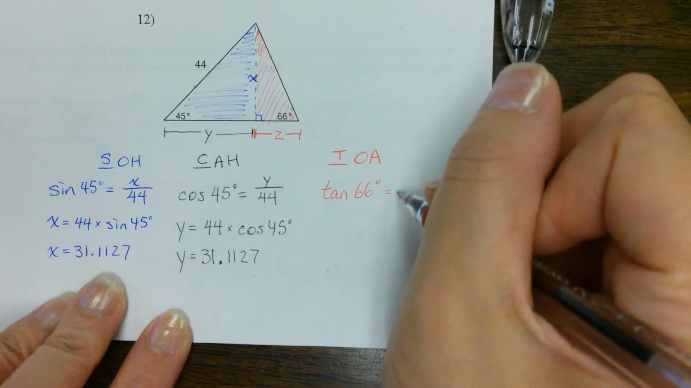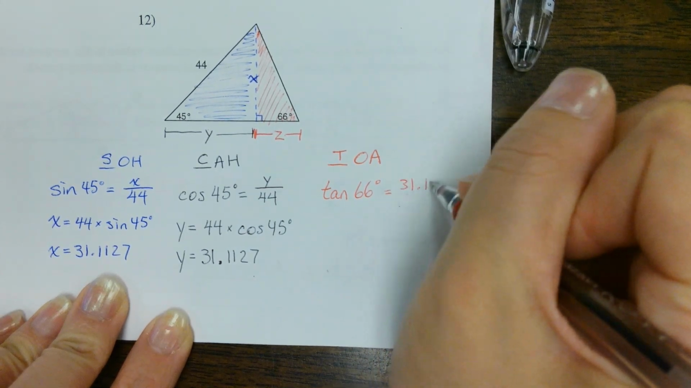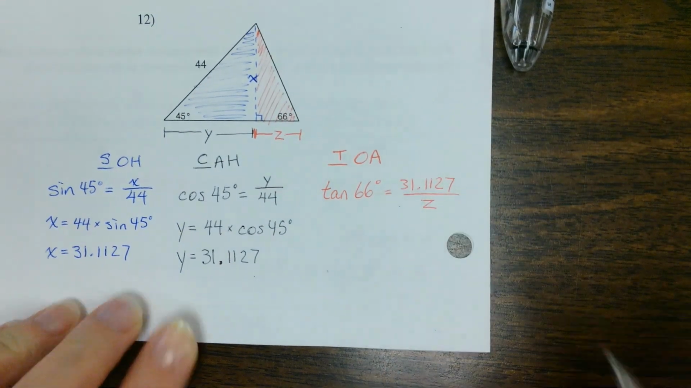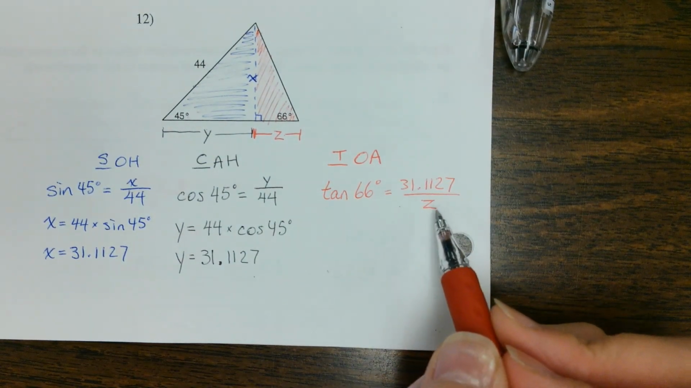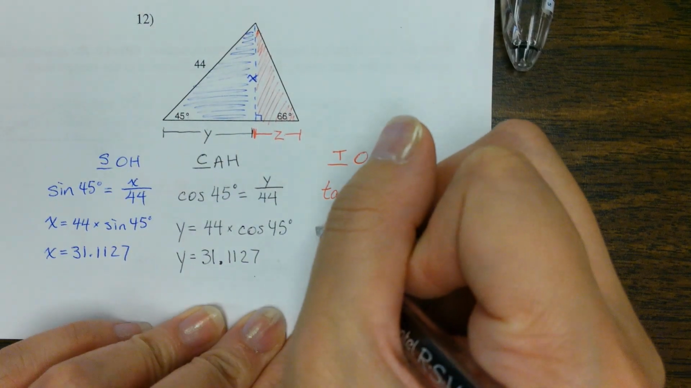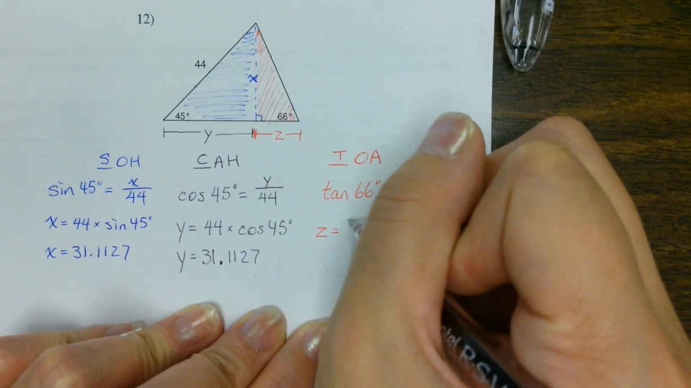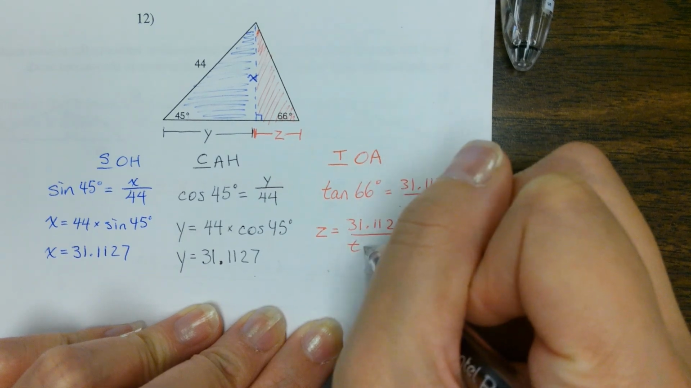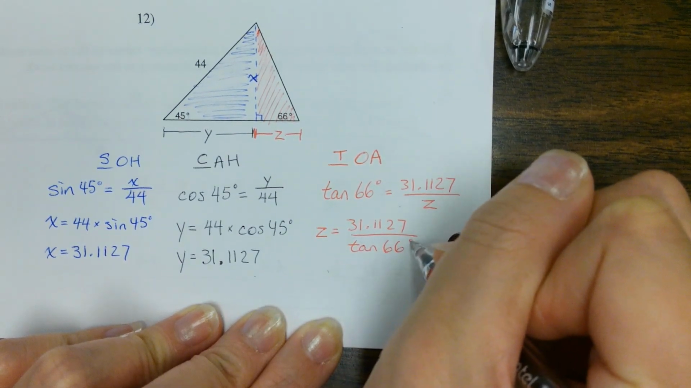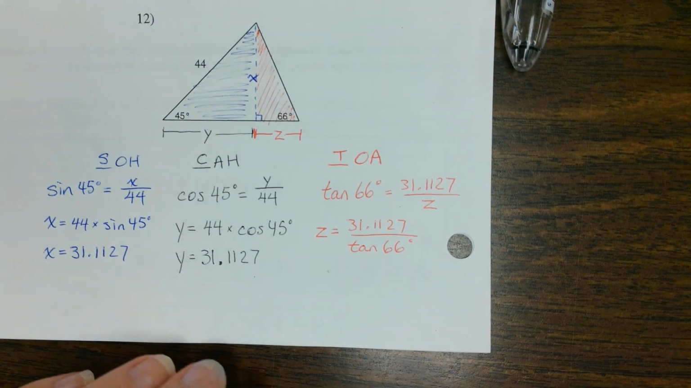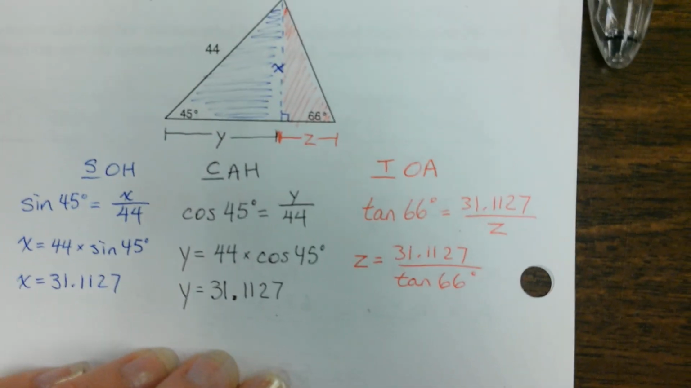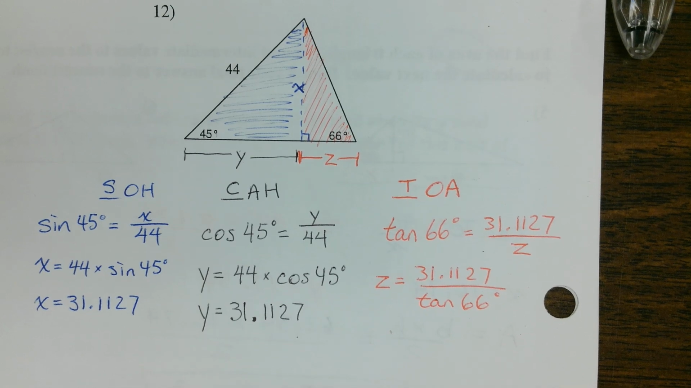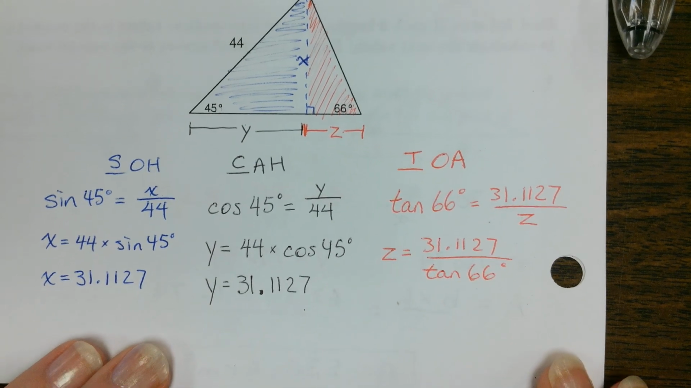Opposite over adjacent. So it's Z. Okay. My variable is on the bottom. That means I'm dividing this time. So 31.1127 divided by tangent 66 degrees. Let me zoom it in a bit. I think that's a little easier to see.